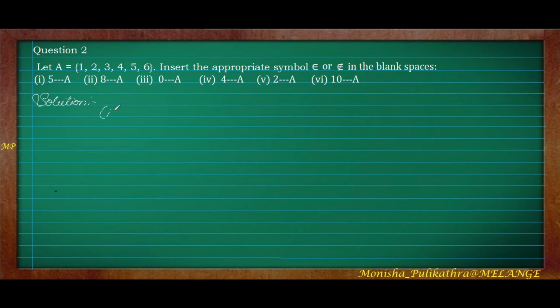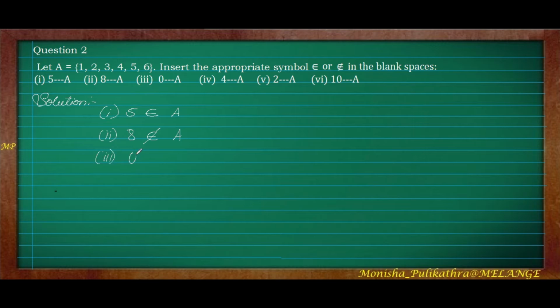Here, first question, 5 and A are given. I will not be writing any blank space here. In set A, 5 is there from 1 to 6. So 5 belongs to set A, right? So we have to write this symbol: 5 belongs to set A. Second question is 8 and A. In set A, only up to 6 is there, so 8 is not there. So we have to write 8 doesn't belong to set A. Okay, I hope you understood this.